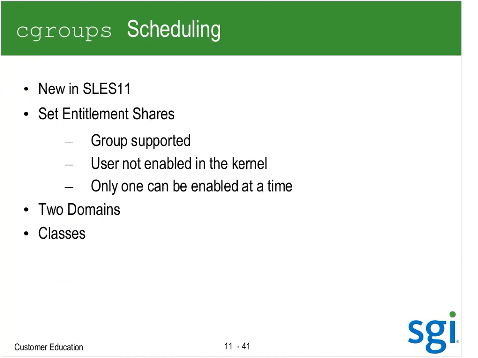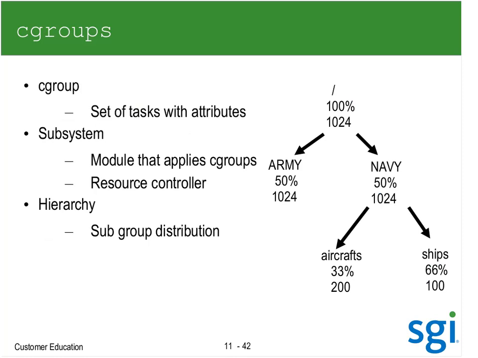There is something called C groups, which is basically a fair share concept to set your entitlements. So you can support groups, but there's no user capability. Only one can be enabled at a time. So you can set up a fair share tree and say, I'm going to take 100% of the machine and say there's 1,024 shares. Then I'm going to give Army 1,024, Navy 1,024, and out of Navy, I'm going to give aircraft 200 and ships 300. So it's a normalized entitlement concept.